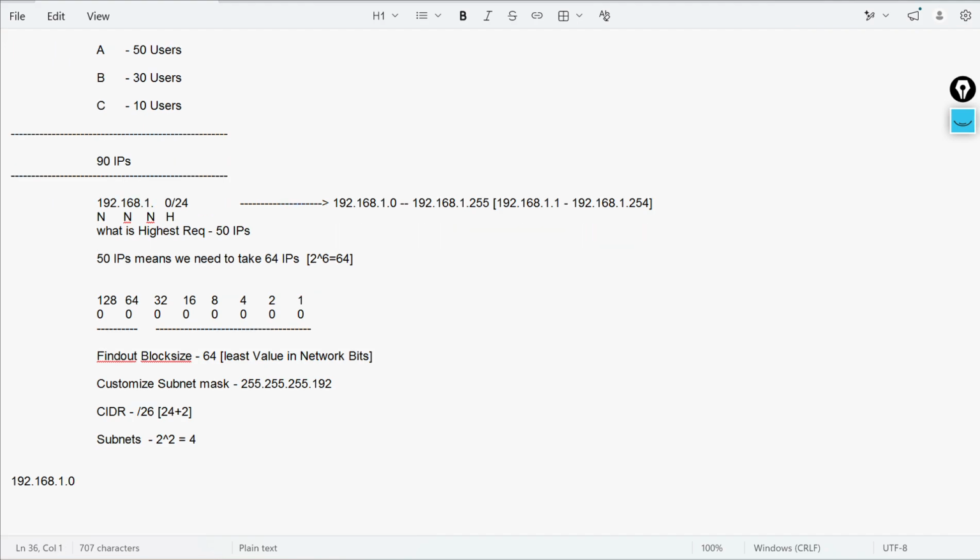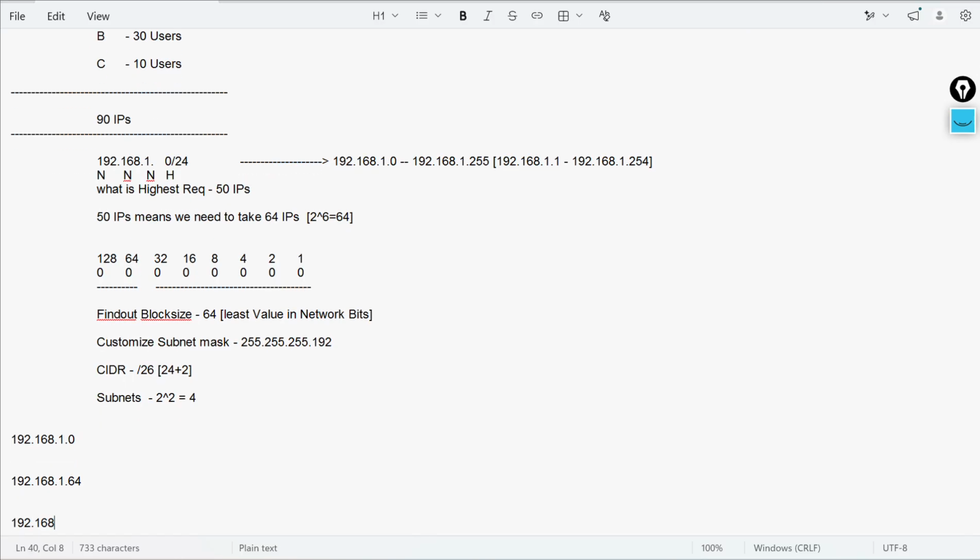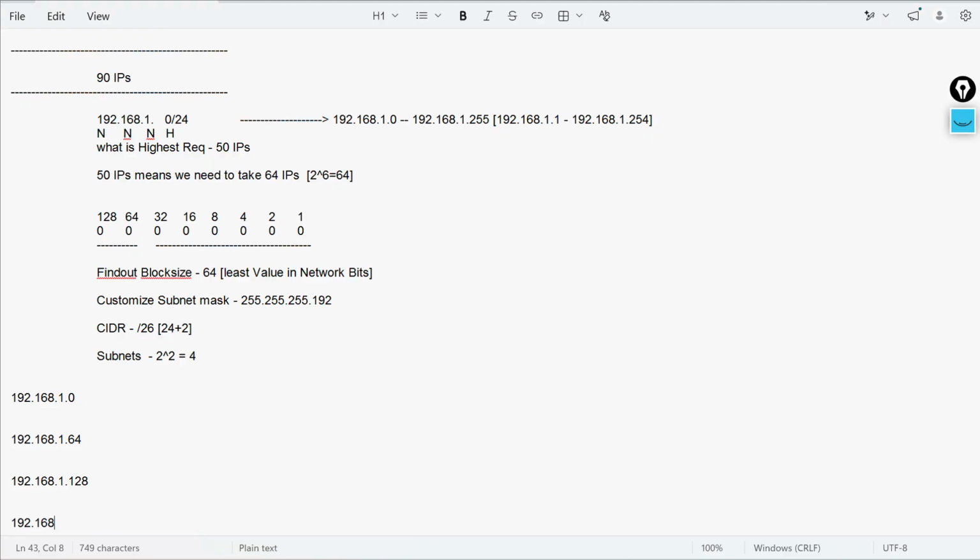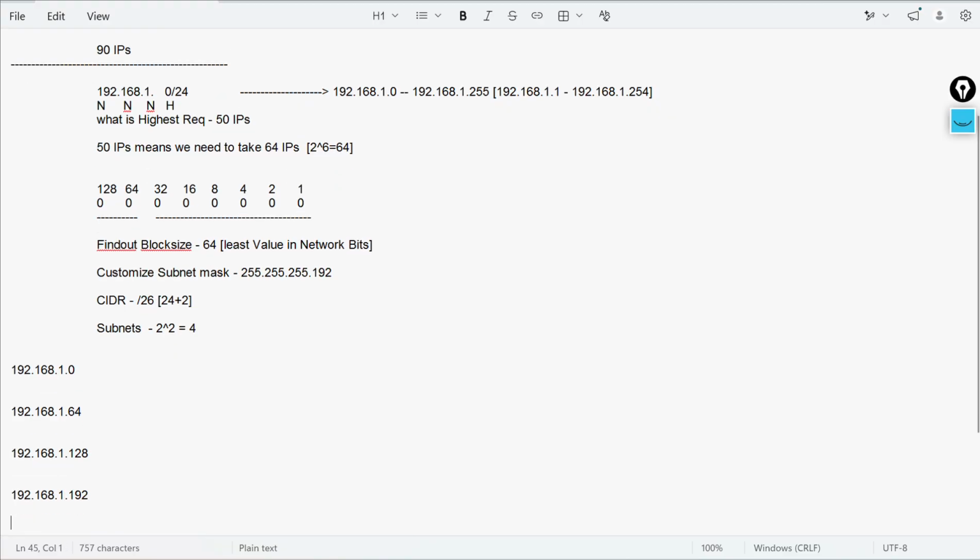192.168.1.0. For the second subnet, we need to increment the block size. What is the block size? Block size is 64. So we need to increment 64, 64, 64. So the second one is 192.168.1.64. The third one is 192.168.1.128. The fourth one is 192.168.1.192. That's it. 192 is the last one because our mask is 192. We need to stop there.